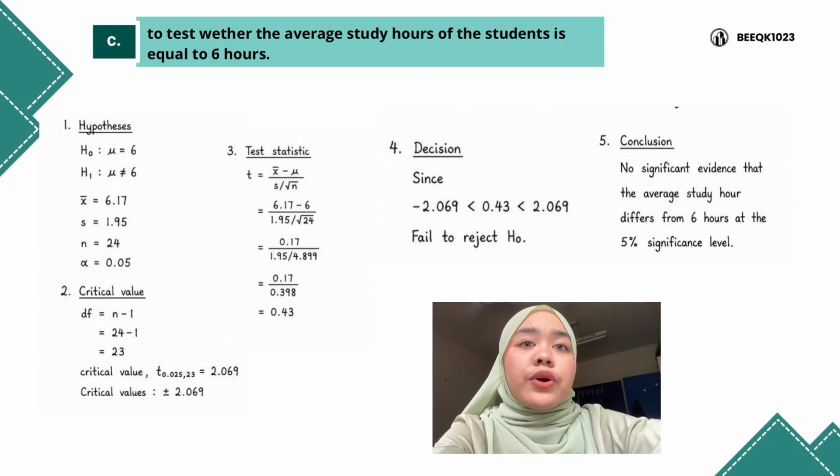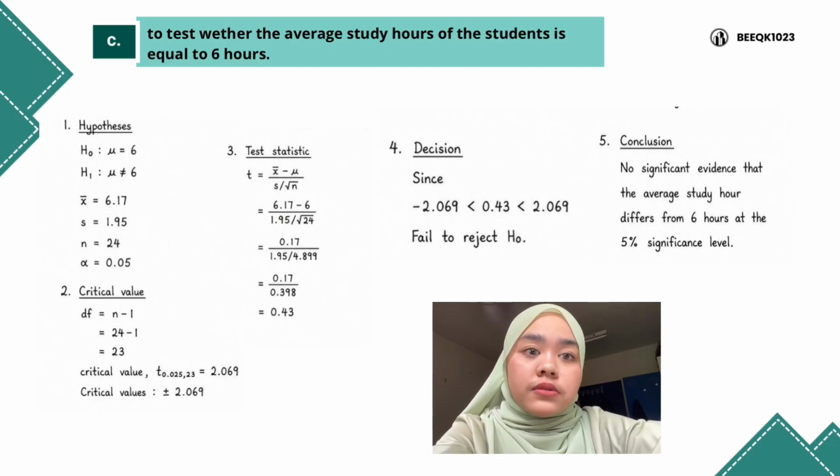Since 0.43 is between negative 2.069 and positive 2.069, we fail to reject H null, the null hypothesis. In conclusion, there is no significant evidence that the average study time differs from 6 hours at the 5% significance level. Thank you.